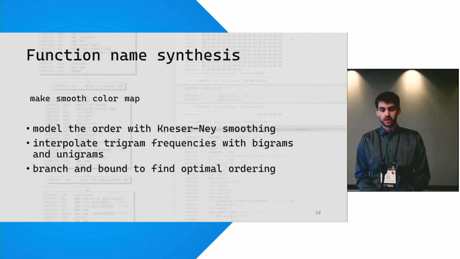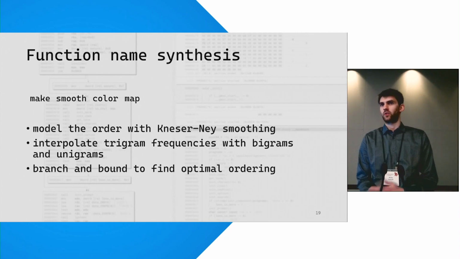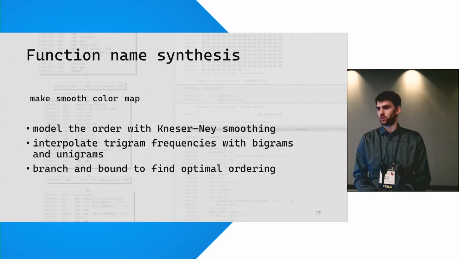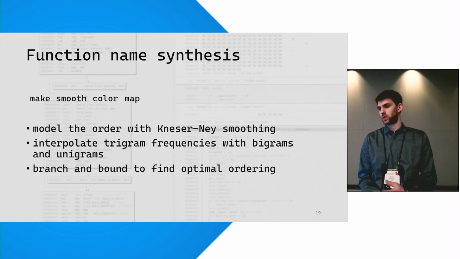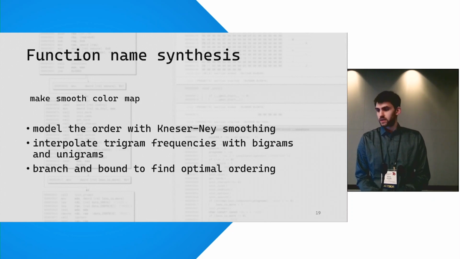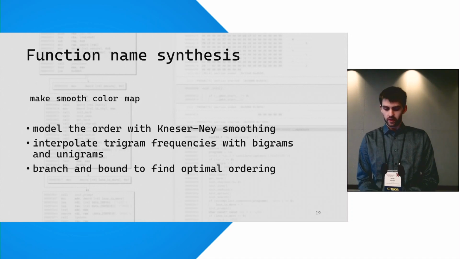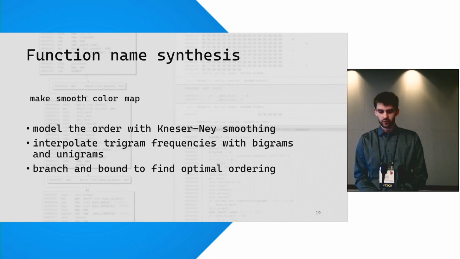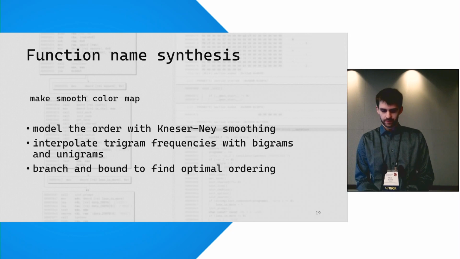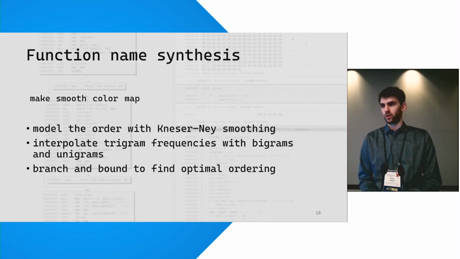And our intuition is that programmers tend to follow a certain style when naming the functions. For example, having the verb or predicate first, as we can see here with the make, followed by the object, the smooth color map. So we are modeling the order with Kneser-Ney smoothing, which interpolates the trigram frequencies with bigrams and unigrams. We are also using start and end tokens, so we can recognize that make is actually at the start of the function. This gives us a probability score for each sequence, and we can then use a branch and bound algorithm to find the optimal ordering.